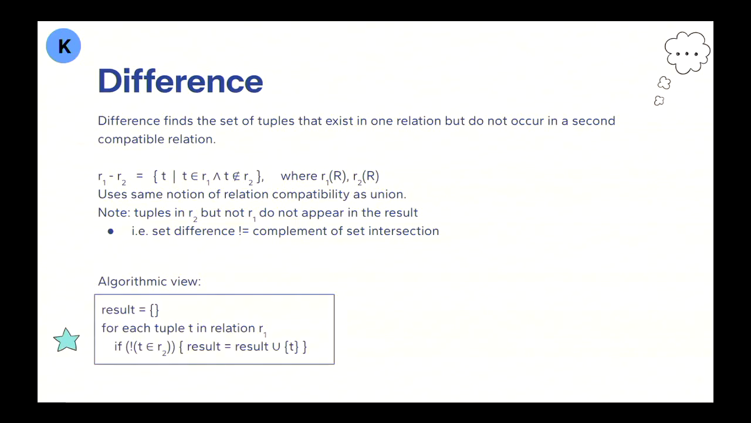From the algorithm point of view, this is how we can implement set difference. As you can see here, we just need to reverse the condition from how we calculate intersect. Instead of T is in R2, we should use T is not in R2 here. So that's why difference could be considered as the complement of set intersection.